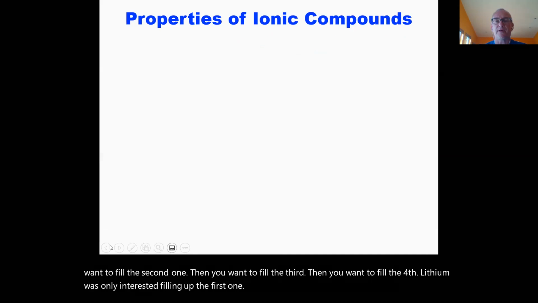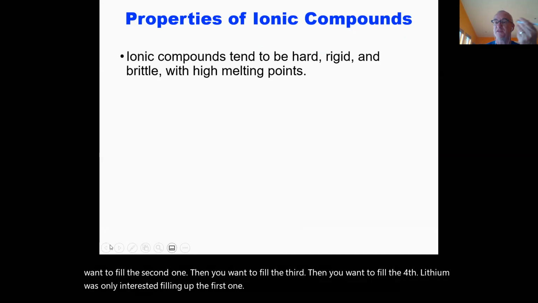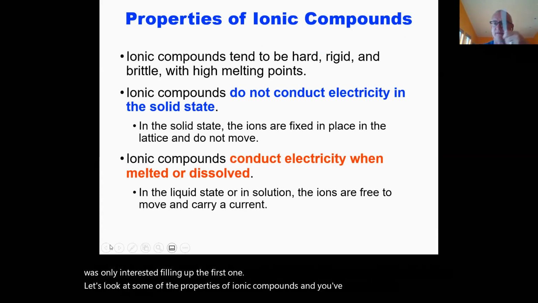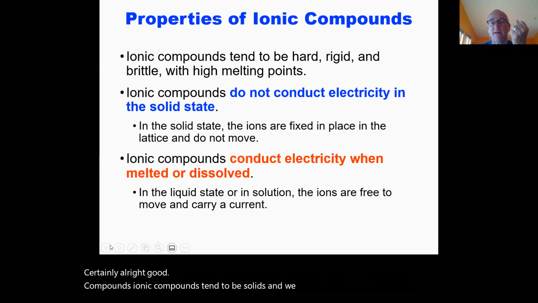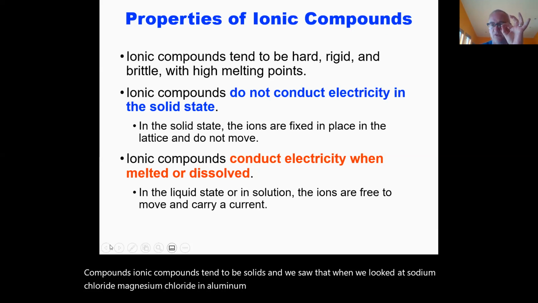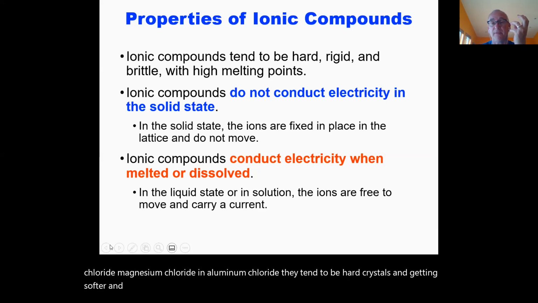So let's look at some of the properties of ionic compounds. And you've seen some of them. Ionic compounds tend to be solids. And we saw that when we looked at sodium chloride, magnesium chloride, and aluminum chloride. They tend to be hard crystals and getting softer and softer as the electronegativity difference got smaller and smaller.